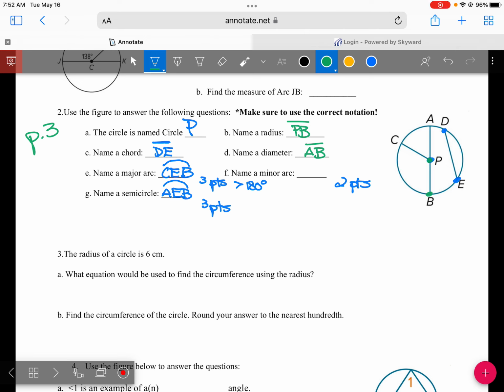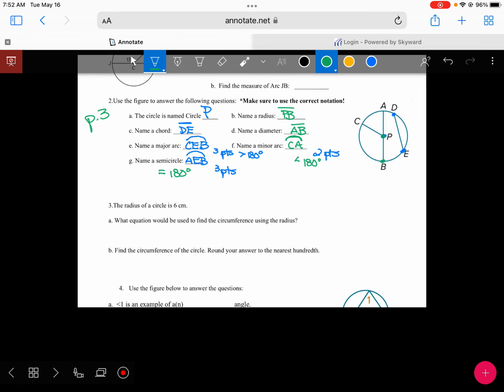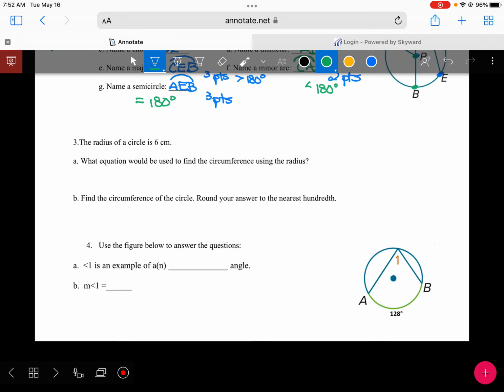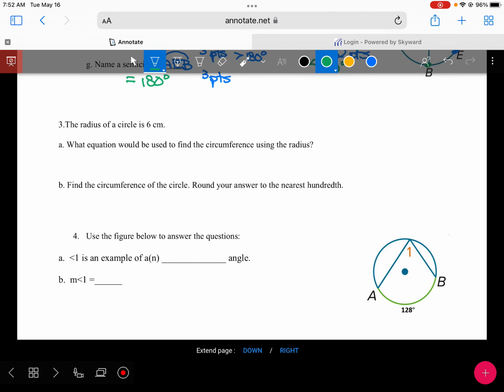And finally, give me a minor arc. CA, yes. CA, again, you only need 2 points, and that's going to be less than 180 degrees. Less than a semicircle. A semicircle is exactly 180 degrees. Okay? All right, what other questions?